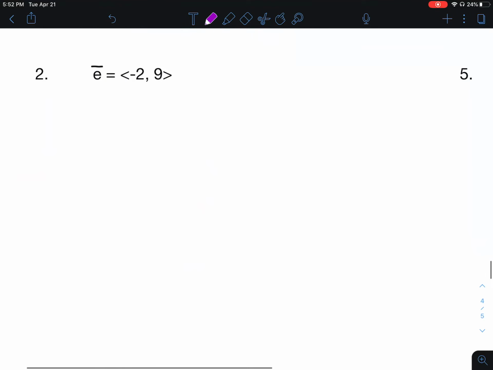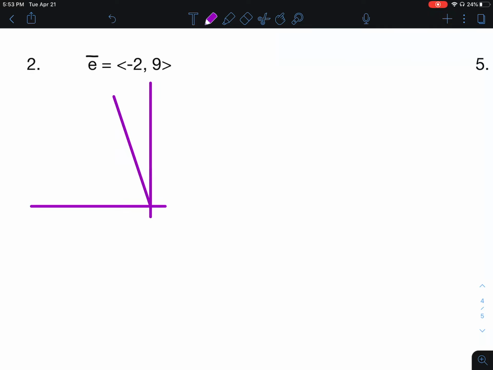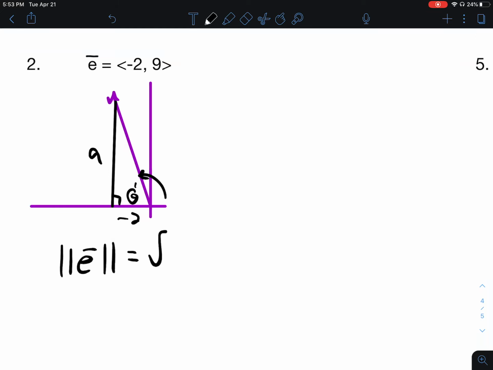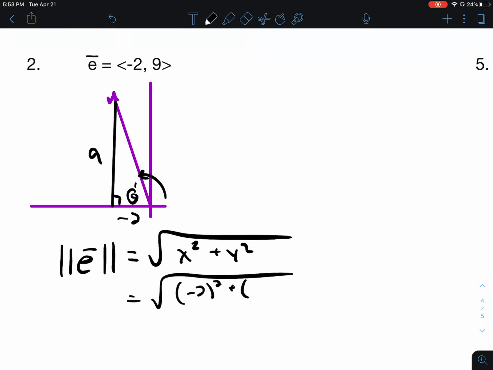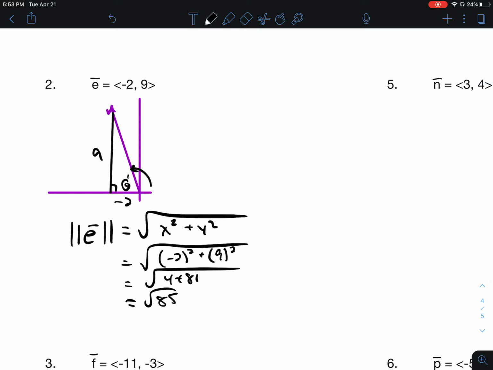Let's check out number 2. This is going to be in quadrant 2. We're going left 2 and up 9. So the vector might look something like this. If we make a reference triangle for this, we could figure out theta prime. We could figure out the hypotenuse. The hypotenuse to this is the magnitude. Using the distance formula, it's the square root of the sum of x and y components, each squared. So that's a negative 2 squared plus 9 squared. It's going to be 4 plus 81. That's going to be the square root of 85. That is the magnitude.